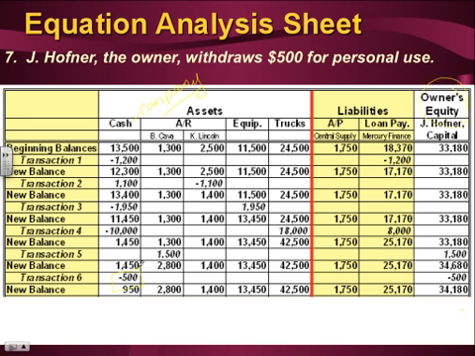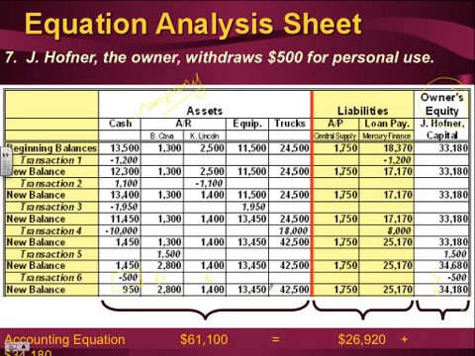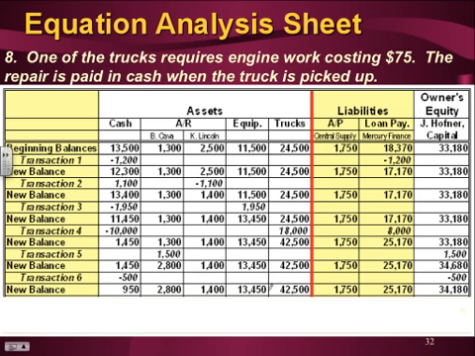Okay, and you know the math now. 1,450 minus the 500 equals 950. No change, no change, all the way across, no change. And here, 34,680 minus the 500 equals 34,180. Remember, be careful. And again, our fundamental accounting equation remains the same. I challenge you to make sure this balances after every transaction. Oh, one more, I lied.